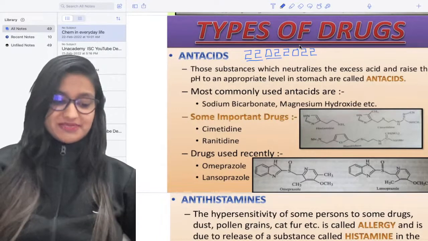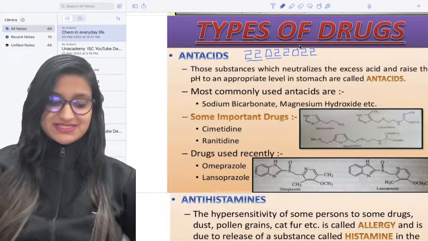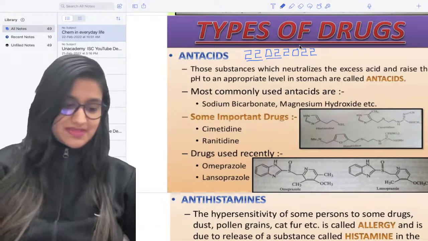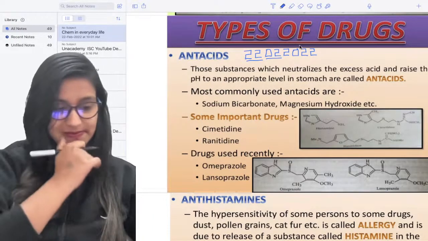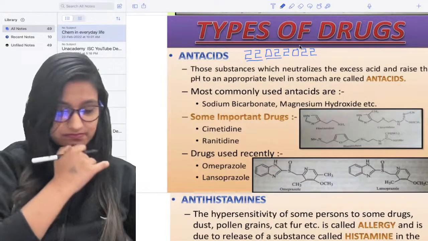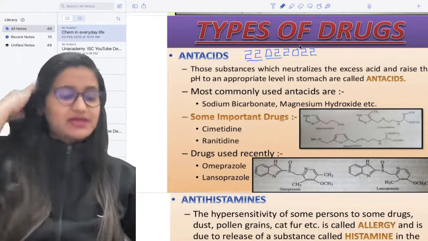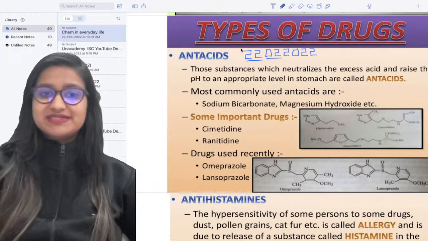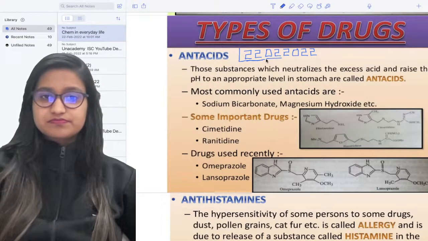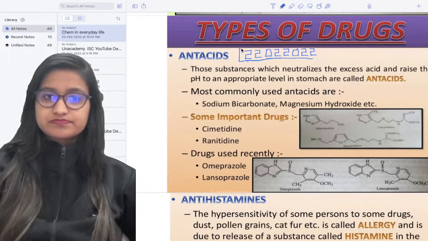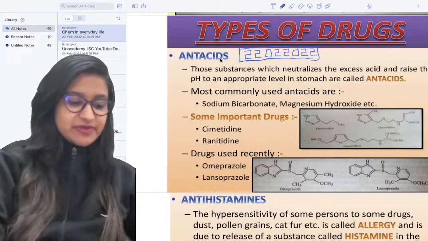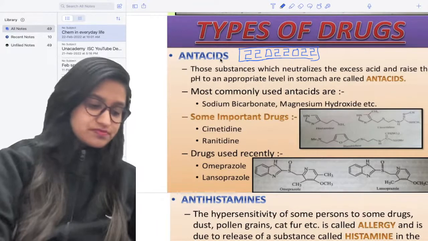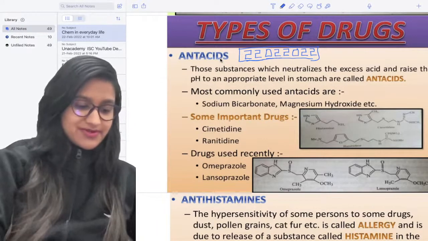So there is something interesting about today's date. This is pretty amazing, right? So you found something interesting in today's date. 22nd February 2022. All right.